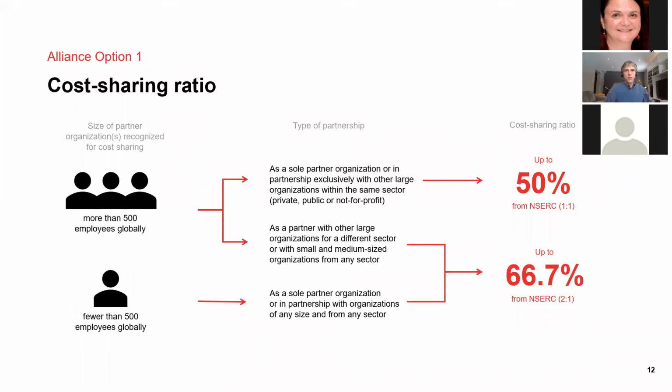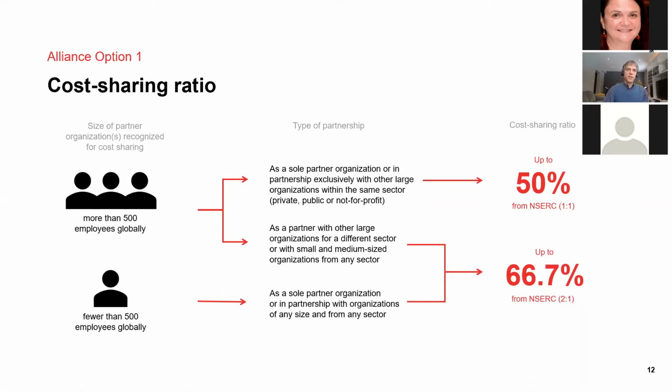In terms of a cost sharing ratio for option 1, we have 2 levels, 50% and 66.7%. 50% is for a large organization coming alone. So if you have a large company, more than 500 employees, coming alone, it's a 1-to-1 match. So you can request from NSERC the same amount that the company is providing. For smaller companies with fewer than 500 employees coming alone, 66.7%, so a 2-to-1 matching ratio.